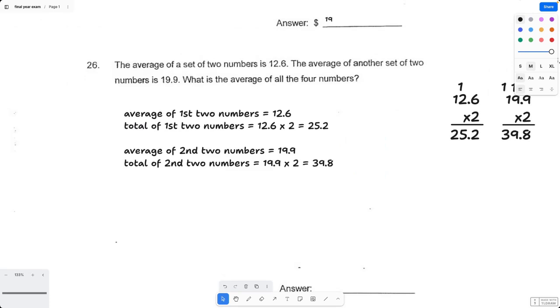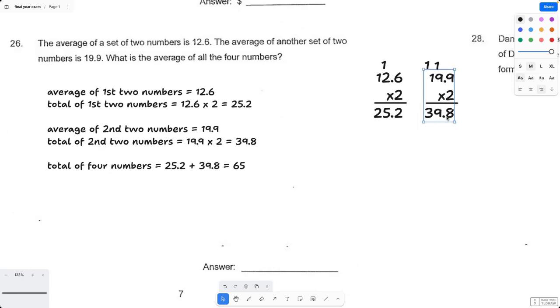So the total of the 4 numbers is equal to 25.2 plus 39.8. This will give us 65. I want to double check again. So always do your workings, right? So we have the two numbers, which is 39.8 over here, and then we plus 25.2.